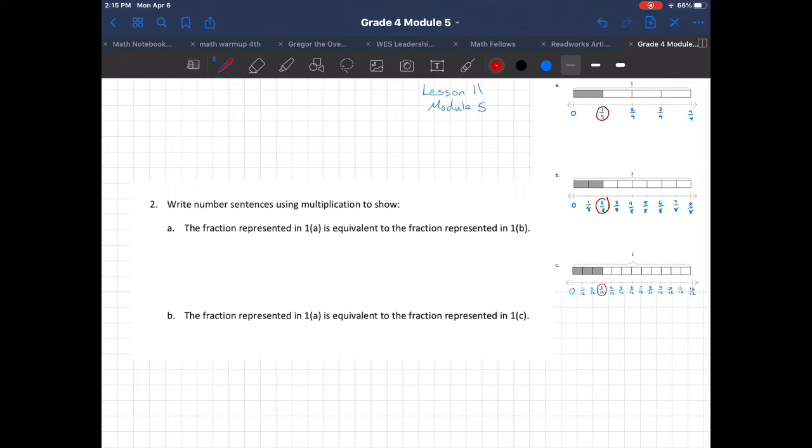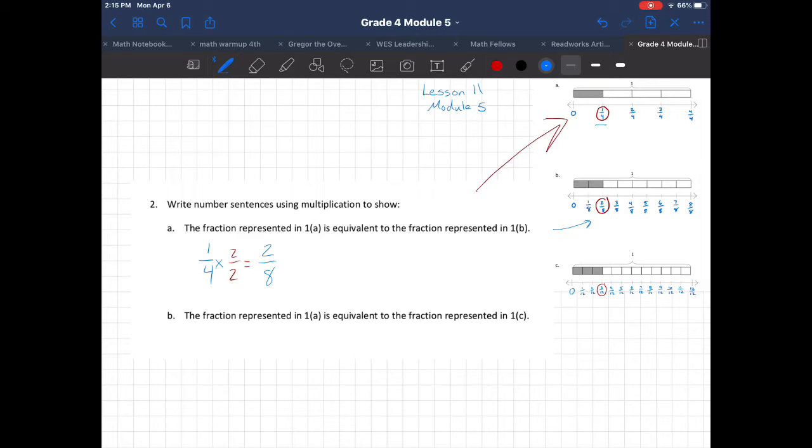2 asks us to go back and think about the one we just did. So this thing up here in the corner is what we just did, number 1. The fraction represented in 1a was 1/4. And we're going to use multiplication to show the fraction represented in 1b. Here's 1b, that's 2/8. So the multiplication we're going to do here is 1/4 times 2/2 equals 2/8, because a fourth and 2/8 are equivalent.